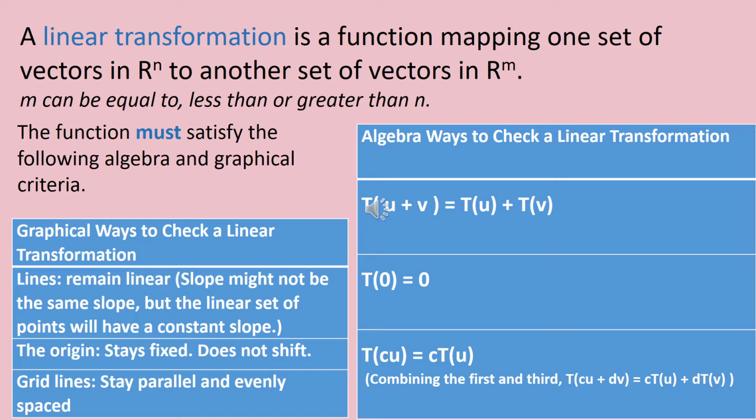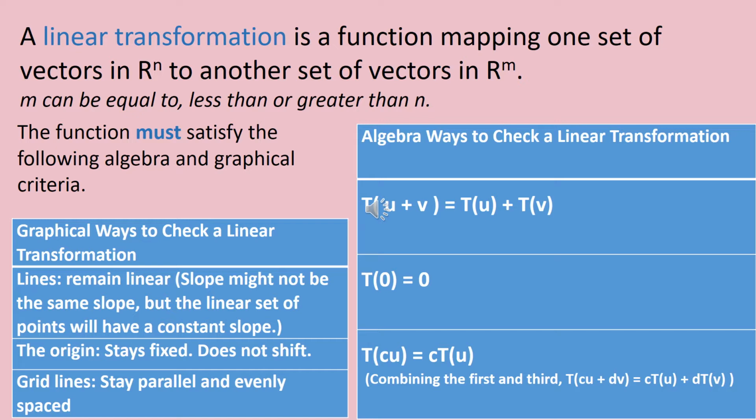And if it's a linear transformation and you did map the grid lines, so picture taking graph paper and you're going to map all of the points that make up the grid lines on the graph paper, their new image, those grid lines will be parallel and evenly spaced. They might not be perpendicular and they might be spaced farther apart or closer apart, but they will be evenly spaced and they will be parallel to each other.